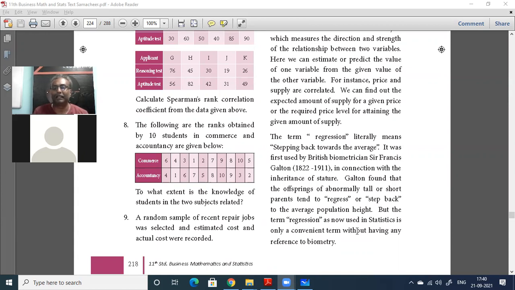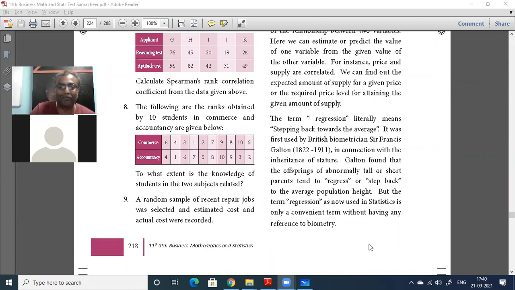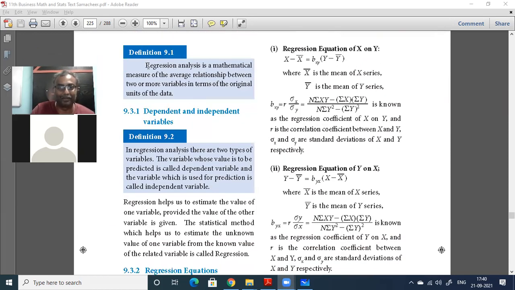But that is not the meaning of how it is used in statistics. Okay, so don't ever mix the term regression with its meaning in English. Regression in statistics has nothing to do with that. Okay. So then what has regression got to do? Let us see that. Regression analysis is a mathematical measure of the average relationship between two or more variables in terms of the original units of the data. You don't understand anything from that. So let us leave the definition out and go to the actual explanation. Then you will come back to the definition. You will understand something. Okay.